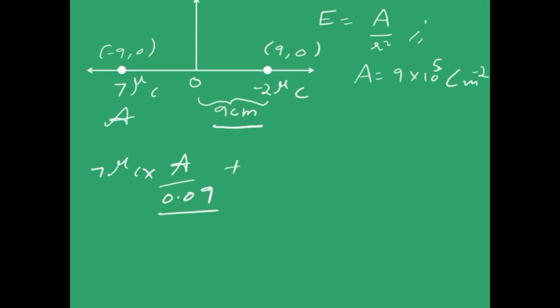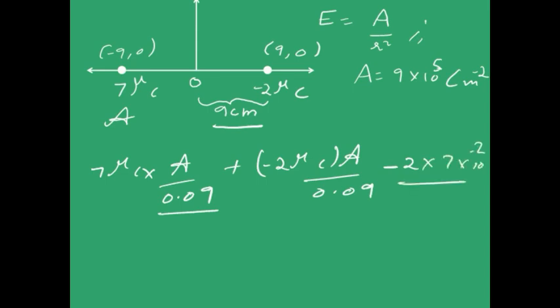And similarly, I'll multiply this minus 2 microcoulomb charge with the potential there, which is also A by 0.09, and I'll add the potential energy due to the interaction between these two charges, which is minus 2 into 7 into 10 power minus 12 by 4 pi epsilon naught into 0.18, because that's in centimeters, right? Just calculate it. You will get it something like 49.3 joules. That's it.